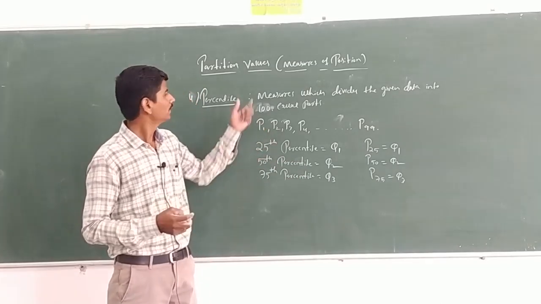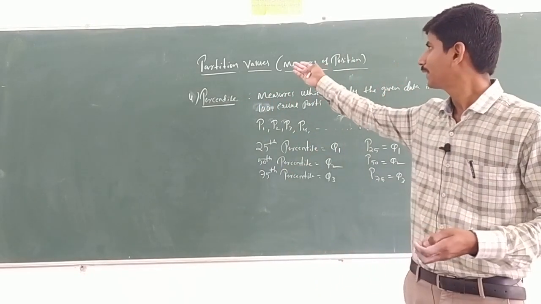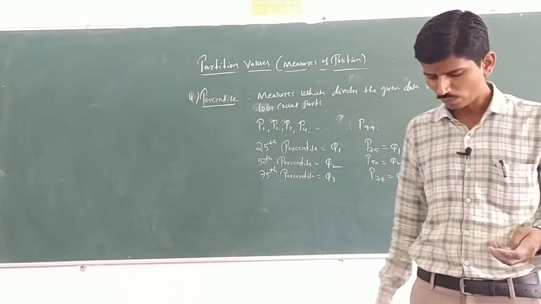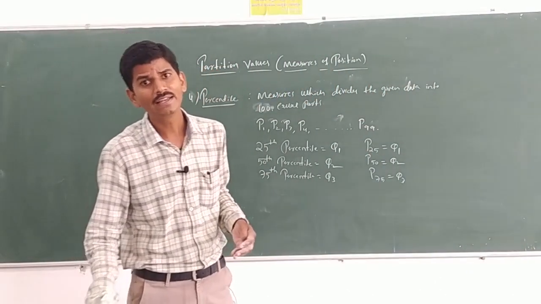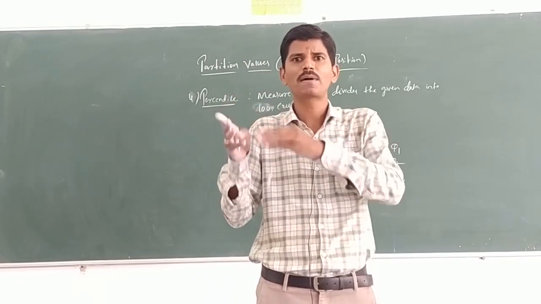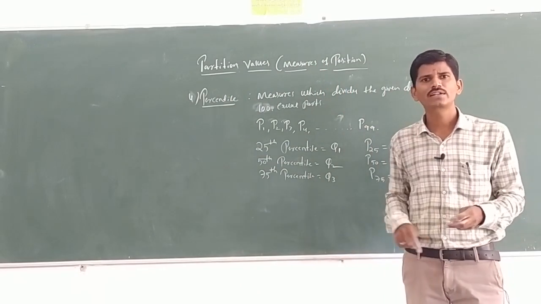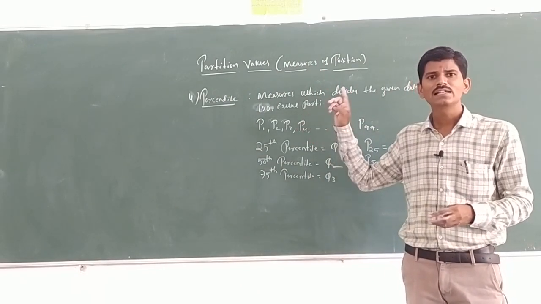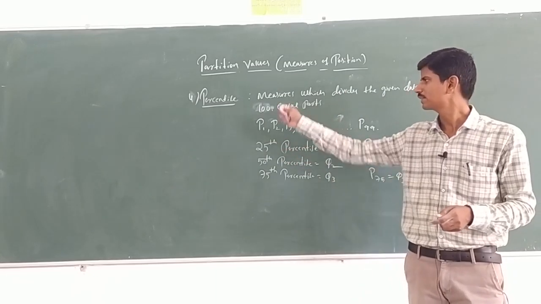Okay, these are the measures of position, or partition values. Once again, what is a partition value? Measures which divide the given data into equal parts are said to be partition values. There are totally 4 partition values: the first is quartile, the second is median, the third is decile and the fourth is percentile.